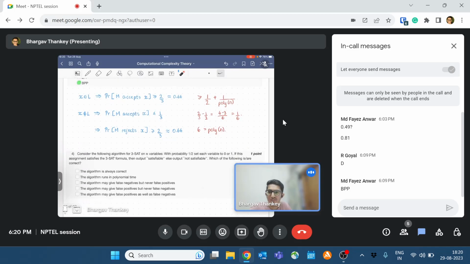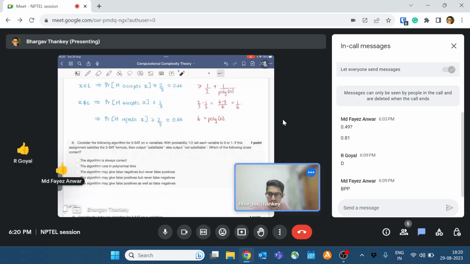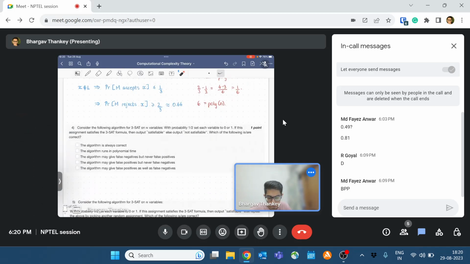Okay, so is this fine? Okay, so then let's look at the next problem. The next problem is: consider the following algorithm for 3-SAT on n variables. With probability half, set each variable to 0 or 1. If this assignment satisfies the 3-SAT formula, then output satisfiable, else output not satisfiable. Which of the following is or are correct?